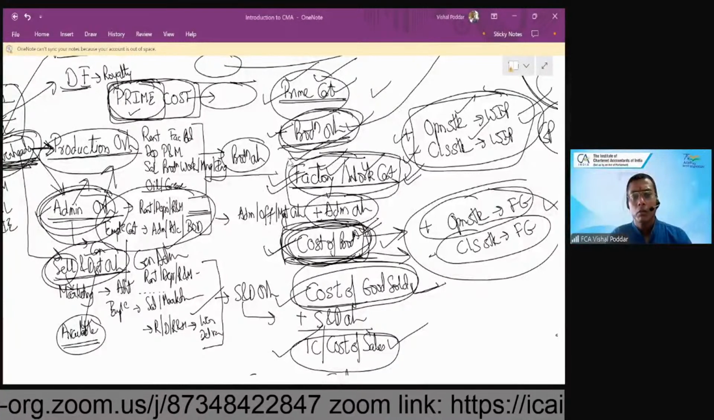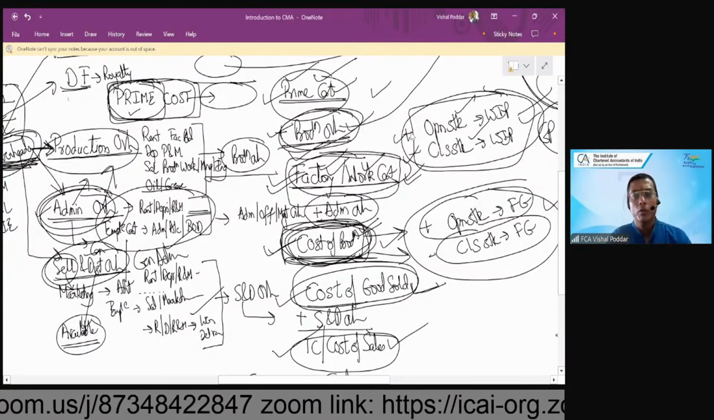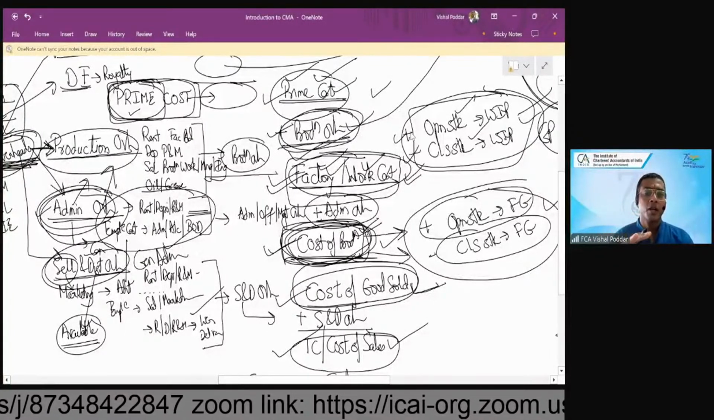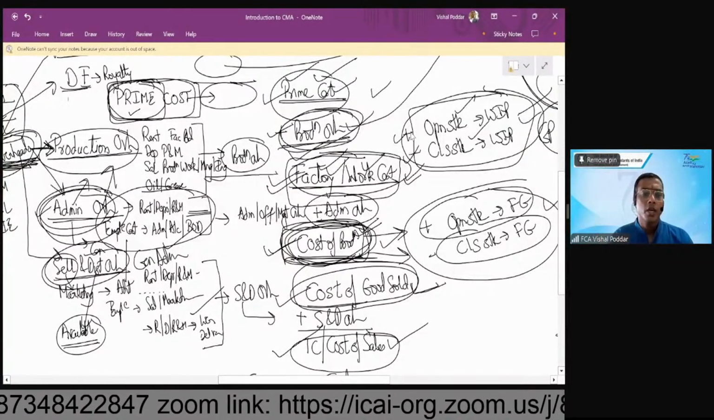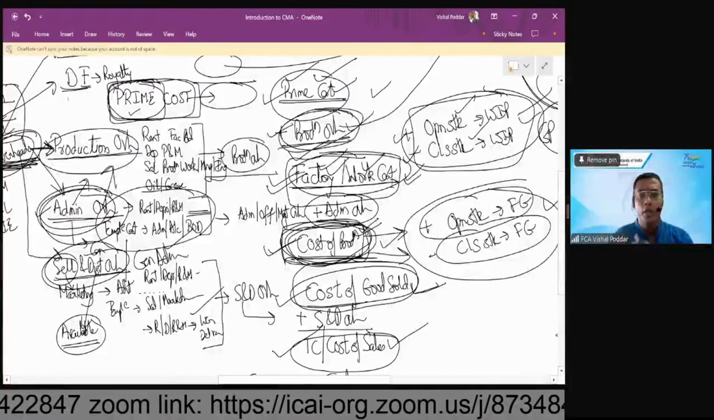Sir, are there any general ledger entries in cost accounting? Okay, generally no, because now I'll be answering somebody's previous question. What is the difference between financial accounting and cost accounting? Certain things are there in financial, but not in cost. So answering your question straight, there will be no such thing.